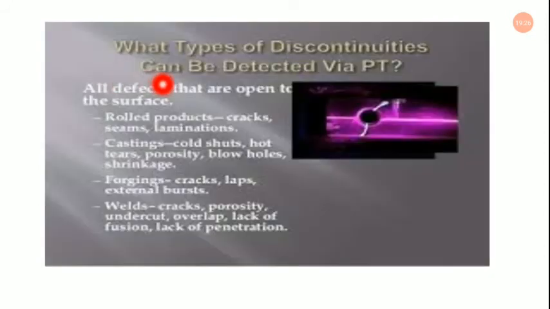What types of discontinuities can be detected via the penetrant test? All defects that are open to the surface. In rolled products, that is cracks, seams, laminations. In castings, weld shuts, hot tears, porosity, blowholes, shrinkage. In forgings, cracks, slabs, external bursts. In welds we have cracks, porosity, undercut, overlap, lack of fusion, lack of penetration.